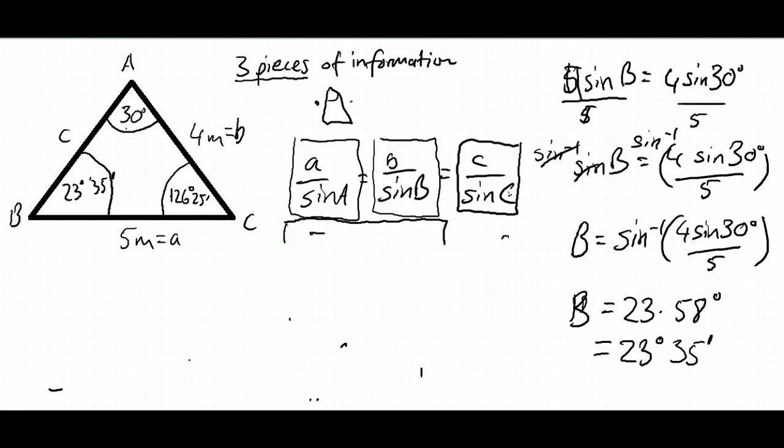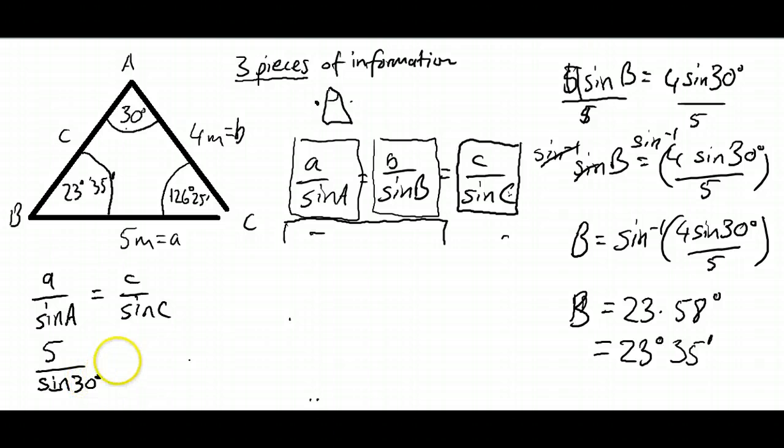So let's say we'll work with a divided by sine A equals c divided by sine C. We'll work with those two bits. Let's substitute in our values. So a is 5 and sine angle A is 30 degrees, and that's equal to c, which is what we're trying to work out, divided by the sine of 126 degrees 25 minutes.